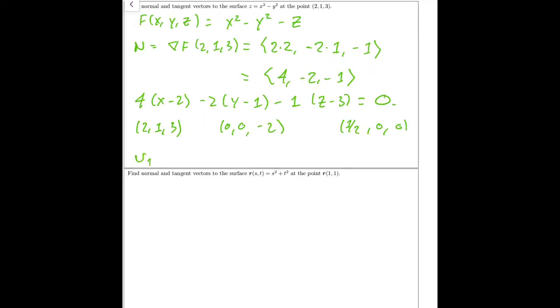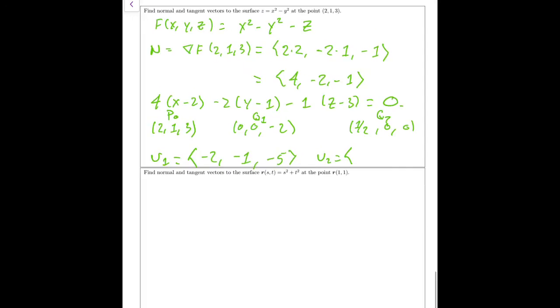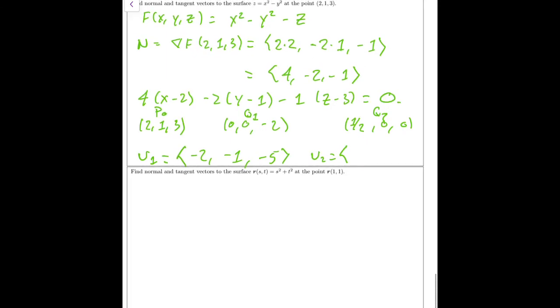Okay. So then we could say, if this is P naught, this point is Q1, and this point is Q2, we could say V1 is equal to (0 minus 2, 0 minus 1, minus 2 minus 3), which is (-2, -1, -5). And then we could say V2 is, let's see, 1/2 minus 2. So 2 minus 1/2 would be 3/2, so this is minus 3/2. And then 0 minus 1 is minus 1, and 0 minus 3 is minus 3.